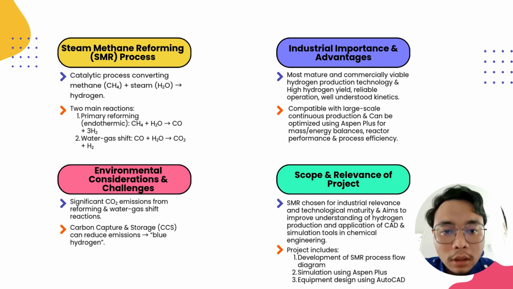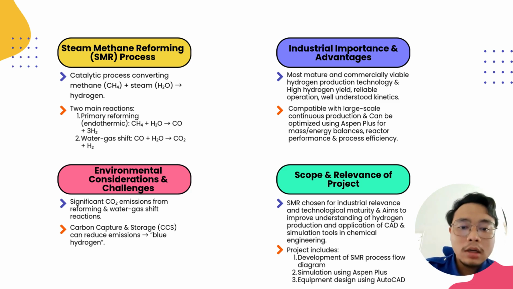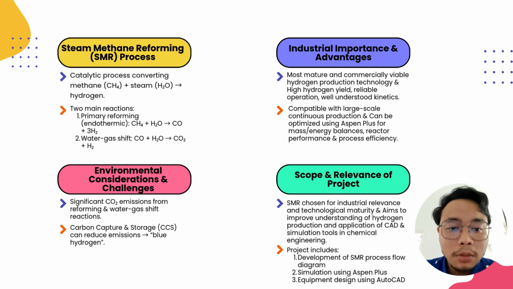Then industry importance and advantages. It is the most mature and commercially viable hydrogen production technology, with reliable operation and well-understood kinetics, compatible with large-scale continuous production, and can be optimized using Aspen Plus for mass and energy balance, reactor performance, and process efficiency.